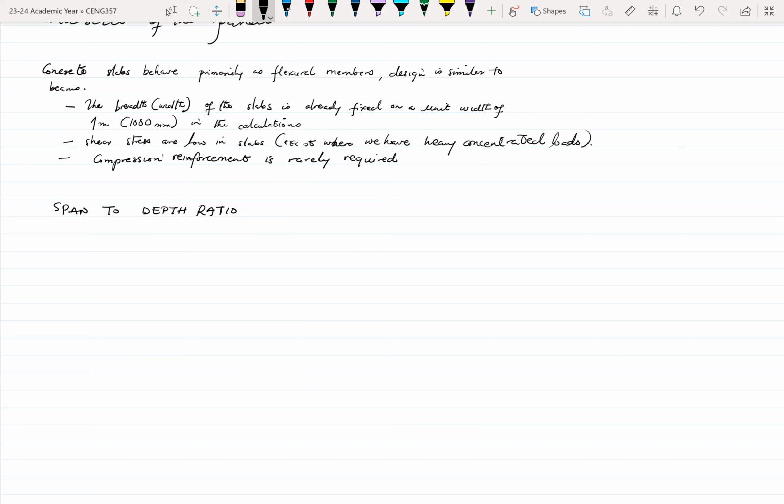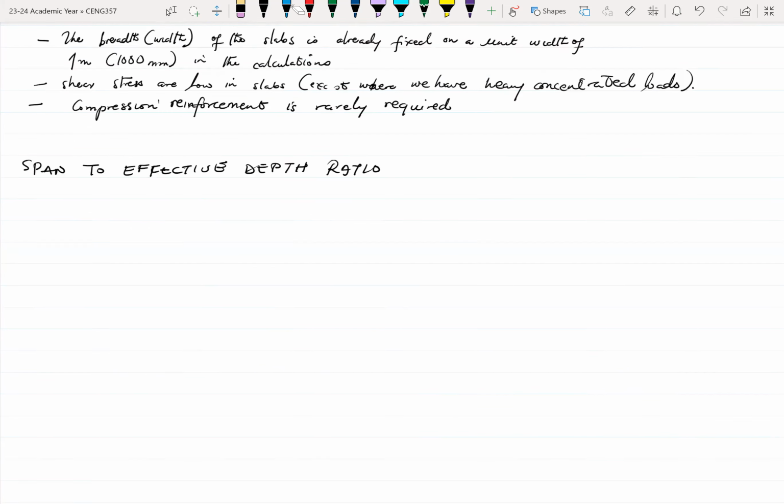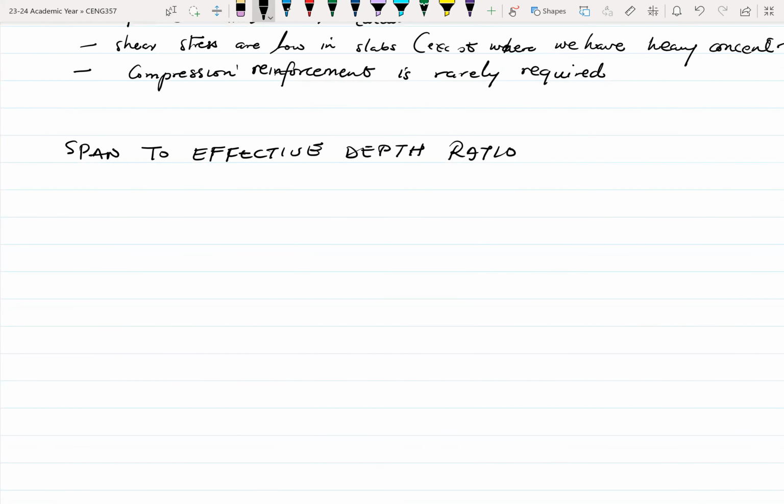So let's look at the span to depth ratio. Let me say effective depth, because it's not just the depth, so it's effective. We've come across effective depth already when dealing with beams, and that is supposed to be the distance from the center of the tension rebar to the top compression flange of the beam. So, span to effective depth ratio.